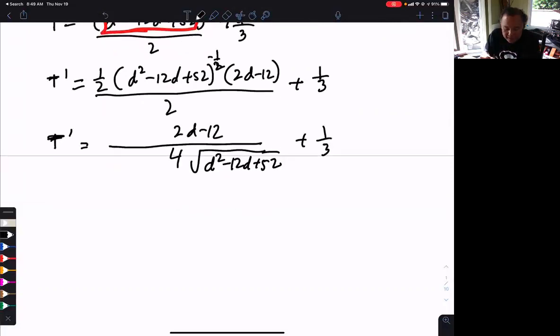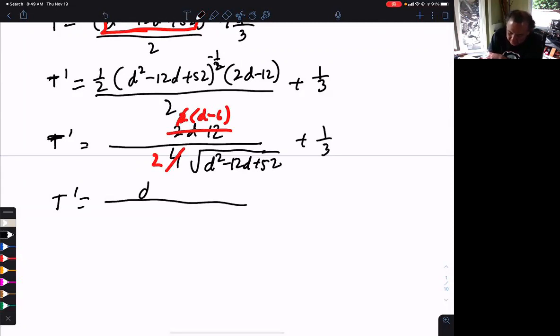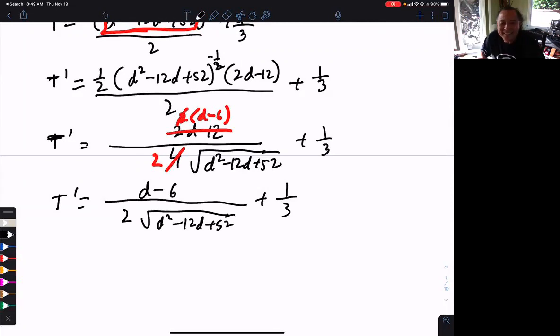Okay, more work to be done here. I can factor out a 2 from this. I get d minus 6, right? And that 2 cancels with that, leaving a 2. This is crazy, guys. Crazy. And I hope the answer comes out right, because that would really stink if it doesn't.